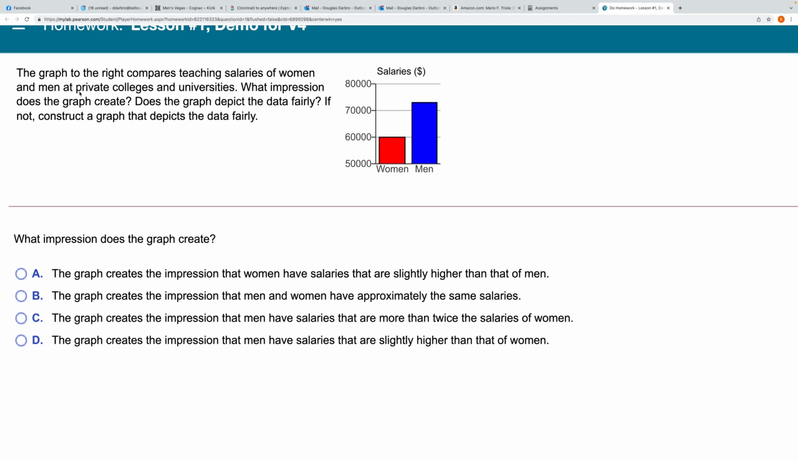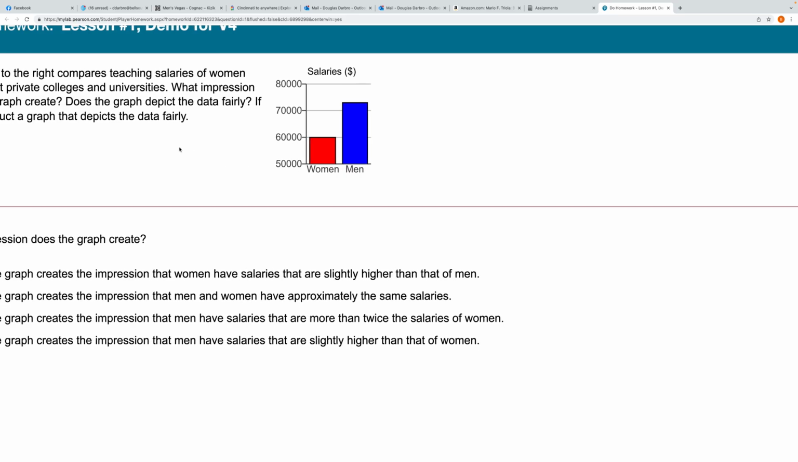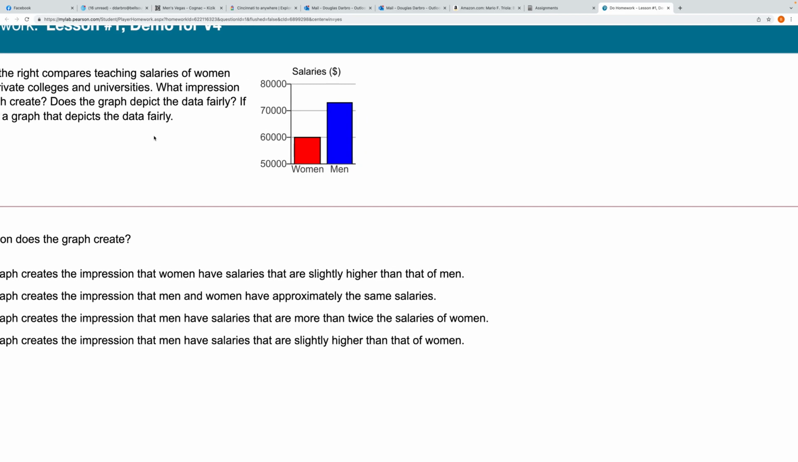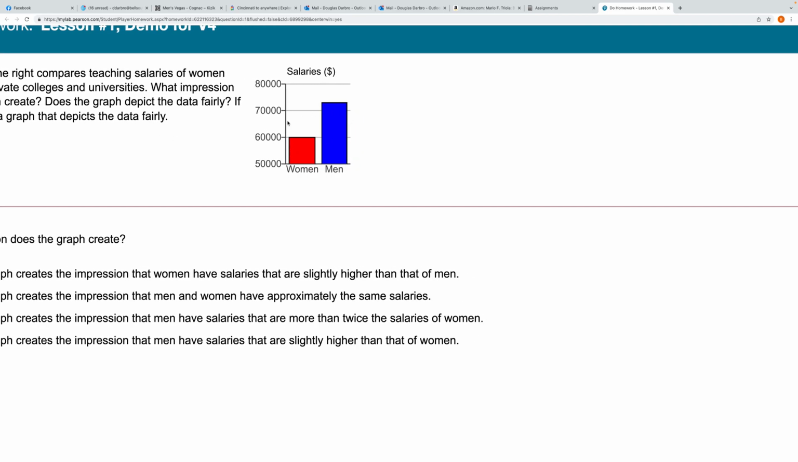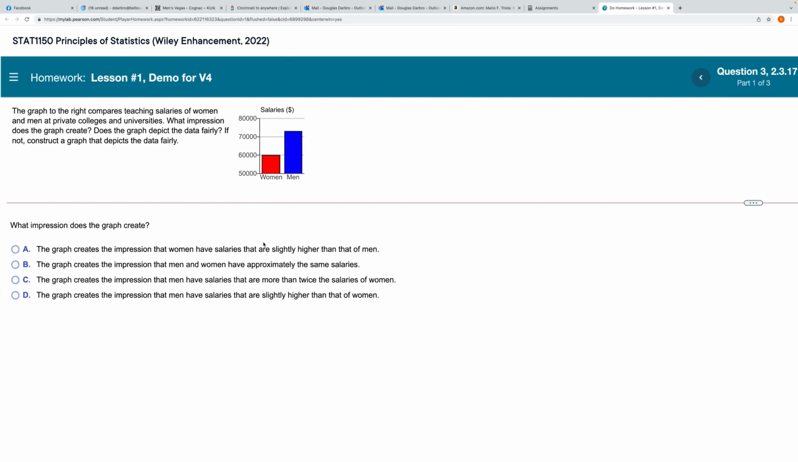It compares teaching salaries of women and men at private colleges and universities. Fortunately, we know that that gap in pay across gender is decreasing. But this graph gives a false impression that men are making about twice as much as women because of the height of the bars. The reason is it starts at 50,000, not at zero. I think it was Mark Twain who said there are three types of lies: a lie, a damned lie, and statistics. Well, this is a damned lie in statistics, okay?